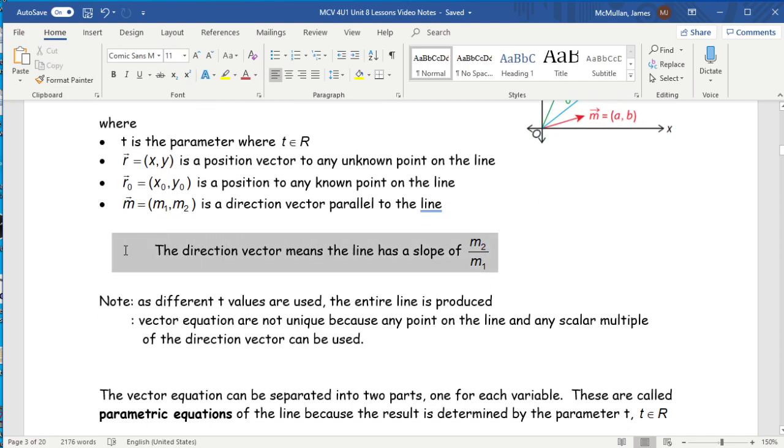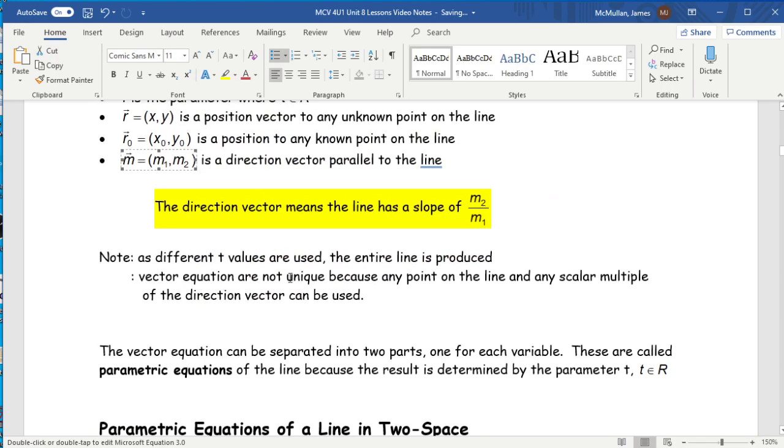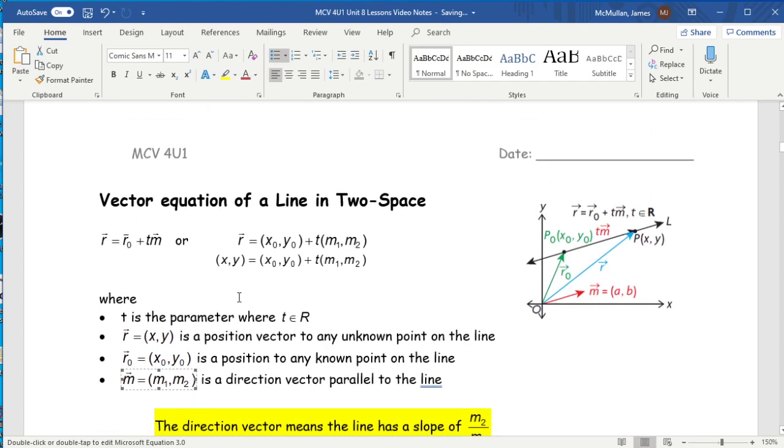This is a really good thing to remember. The direction vector corresponds to the slope. So the slope would be rise over run. But if you think about the components of the direction vector, it's run first and then rise. So if you just do m2 over m1, you would get the slope. Okay? Now, that's the vector version of a line.